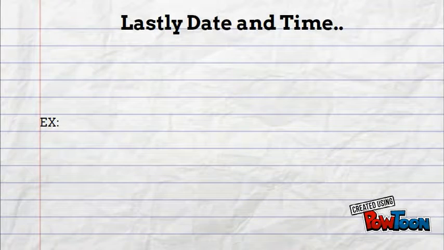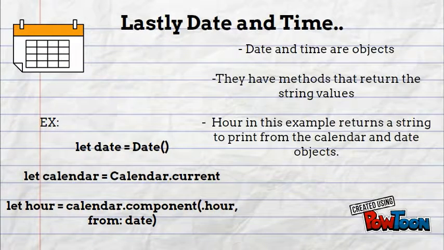In Python, date and time are objects, and they have methods that return values for them. In Swift, it works the same way. Date and time are also objects, and they have methods that return string values for them too.